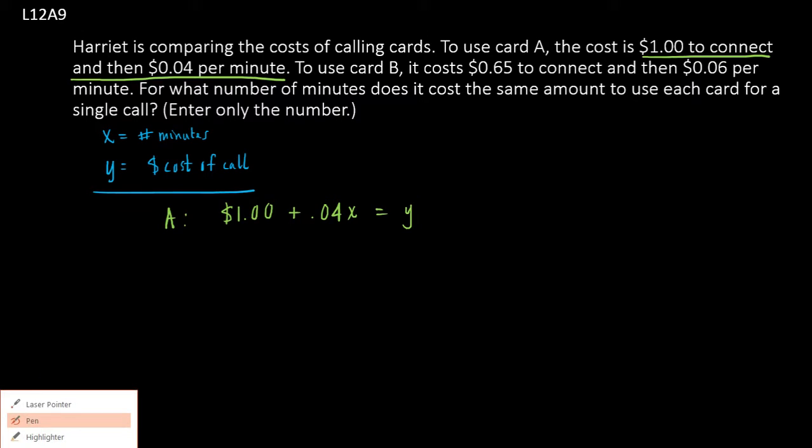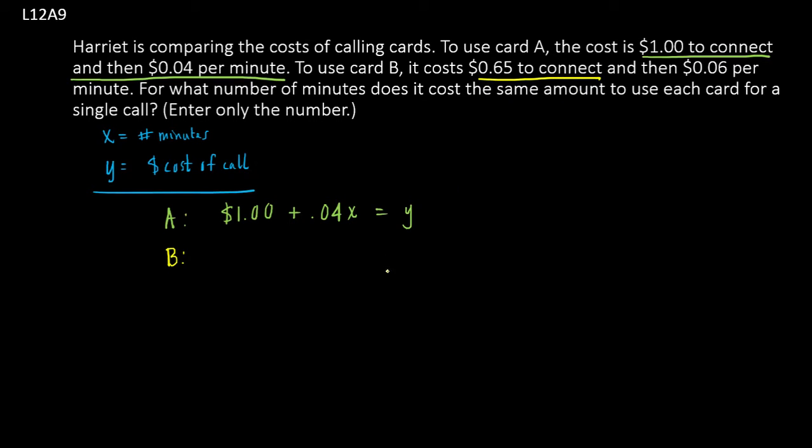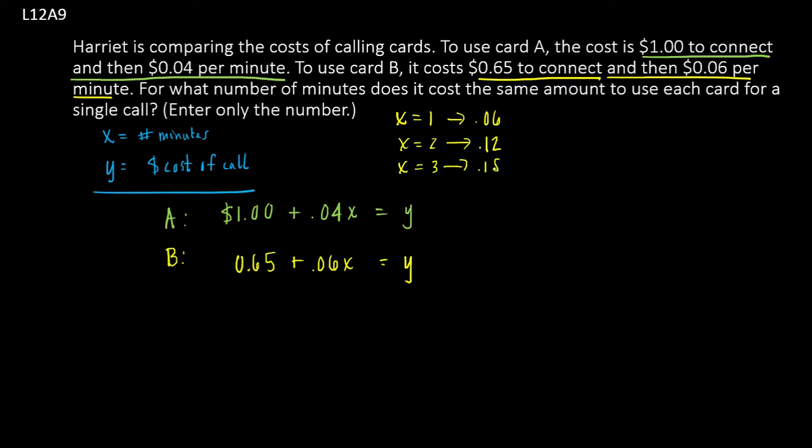Now, for card B, we'll do a similar thing. For card B, it costs 65 cents to connect. So our final cost, y, of the card, is going to cost us 65 cents no matter what, as soon as we placed a call. And then it's going to cost us 6 cents per minute after that. Remember that x is the number of minutes we're on the phone for. So for example, if x equals 1, it costs an additional 6 cents. If x equals 2, it would cost us 12 cents, and so on. If x equals 3, it cost us 18 cents. And that's how we would figure out the total cost of the call in addition to the connection charge.